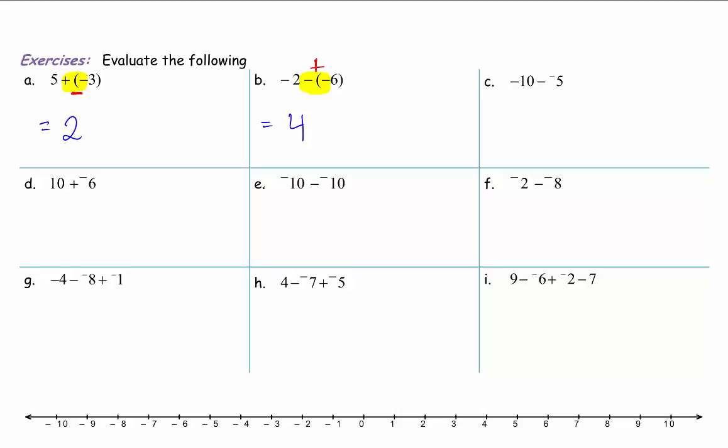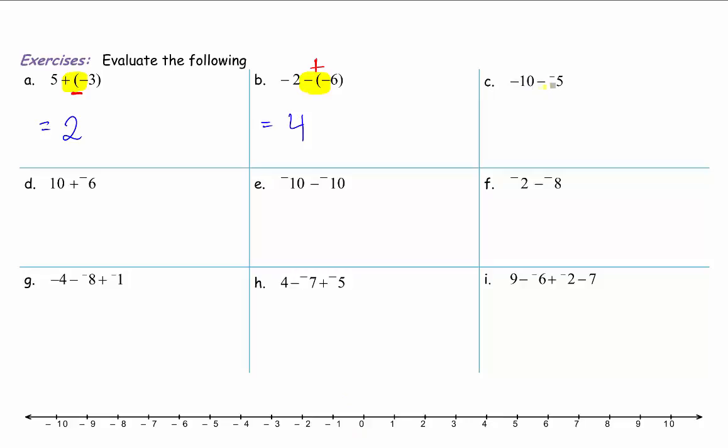Now, if you're wondering how to do these, if I look at the number line down here, you don't want to keep using the number line, but just to see, I'm starting at negative 2 and I'm adding 6. So I go 1, 2, 3, 4, 5, 6. I'm at 4.